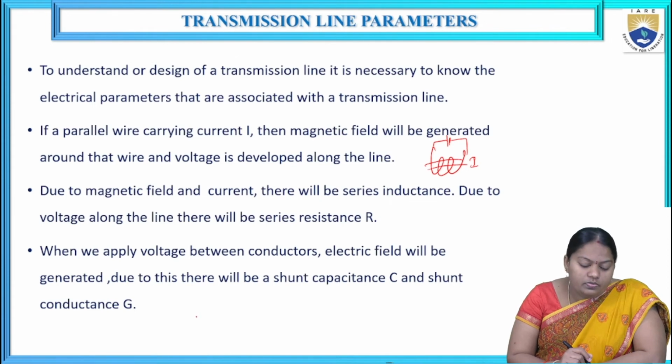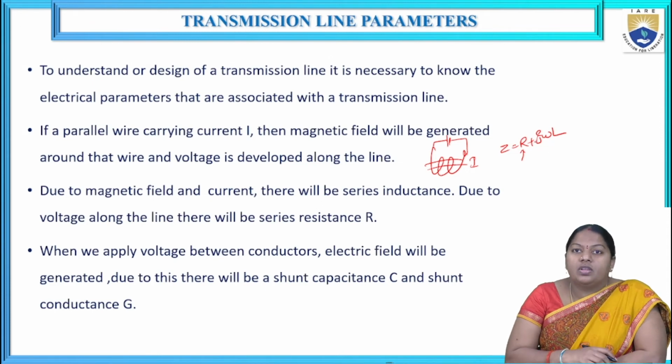So with series resistance and series inductance, the equivalent impedance can be written as Z is equal to R plus j omega L. R is nothing but the resistance of that transmission line, L is the inductance, omega is the angular frequency of the line, and j represents the imaginary unit here.